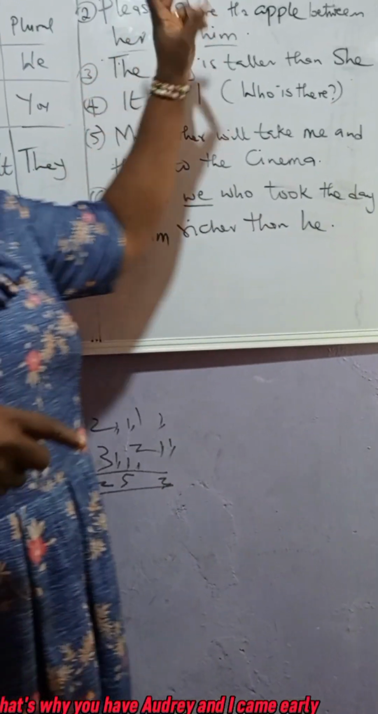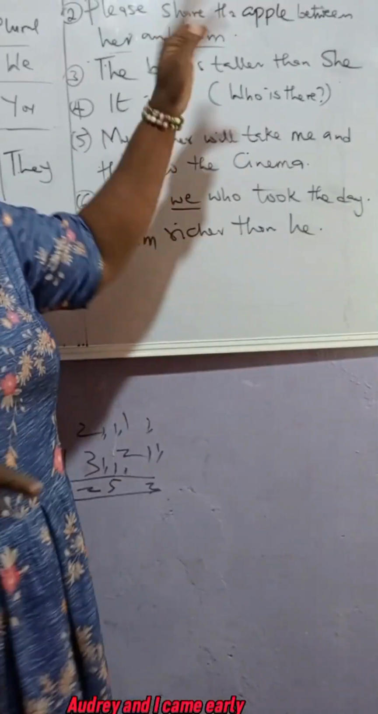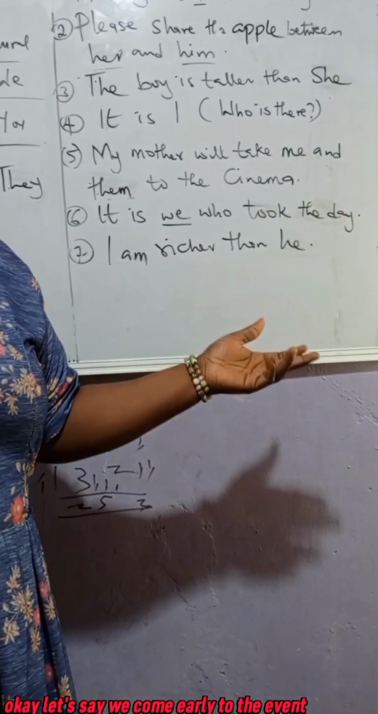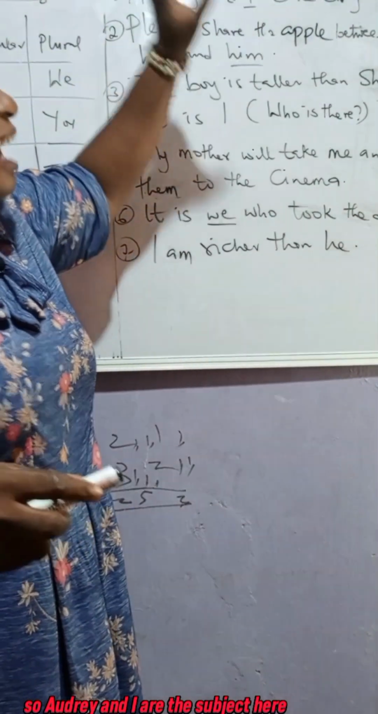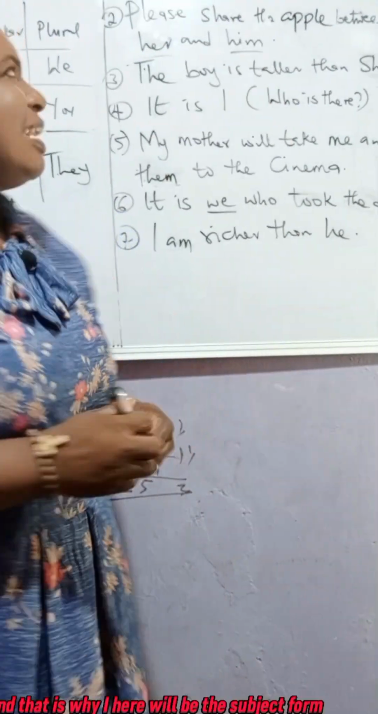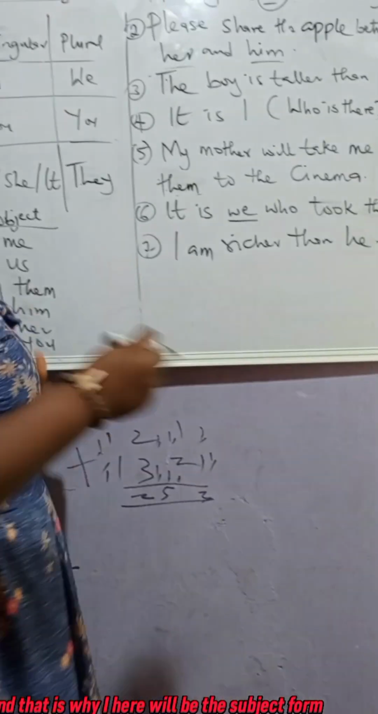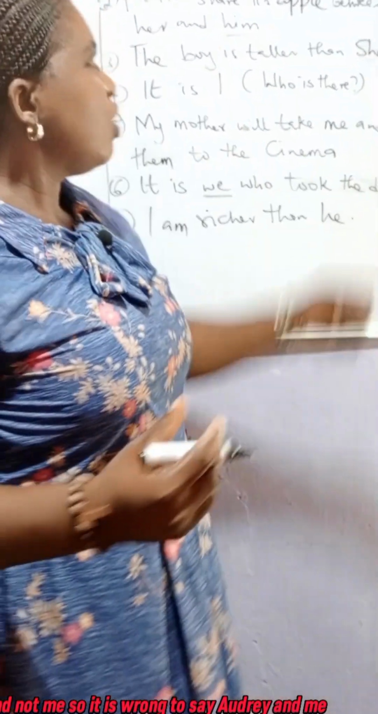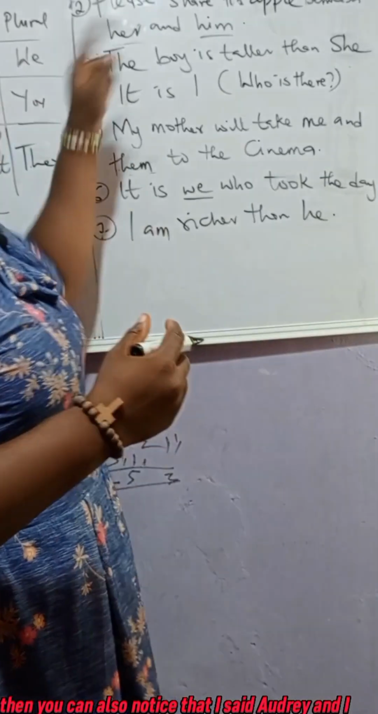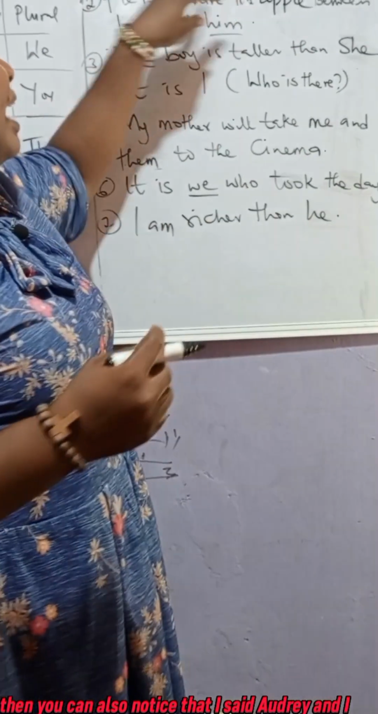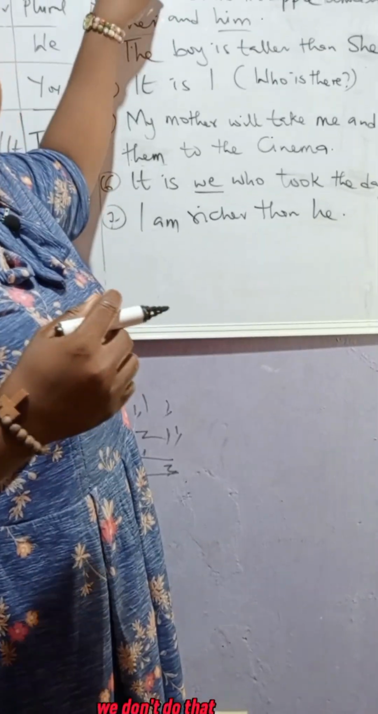That's why you have Audrey and I came early. Audrey and I came early. Okay, let's say we come early to the event. So Audrey and I are the subject here. And that is why I here will be the subject form and not me. So it is wrong to say Audrey and me. Okay? Then you can also notice that I said Audrey and I, putting Audrey before I. I didn't start the sentence with I because in English we don't do that.